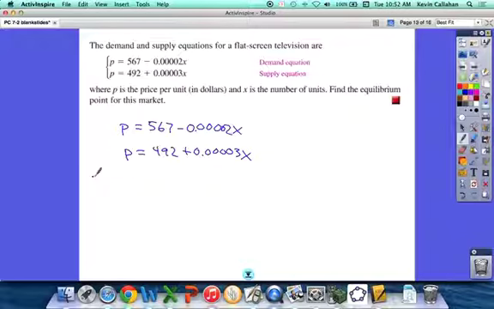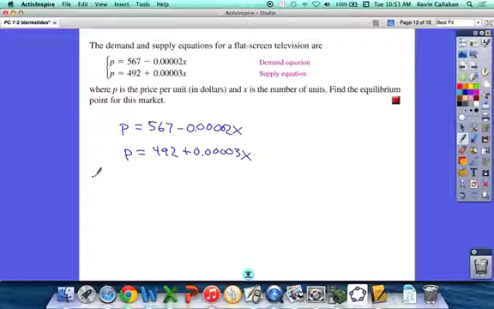This to me would be an example where I might consider, instead of setting them equal, doing elimination just like it is right there. Because on one side, I've got the P's lined up and they're equal. So I'm just going to subtract one equation from the other.